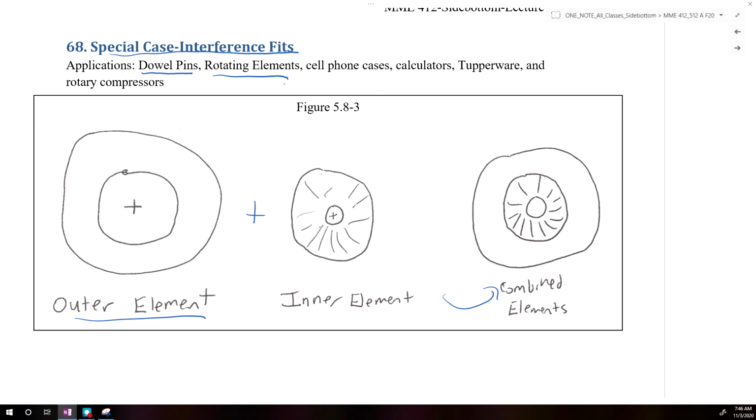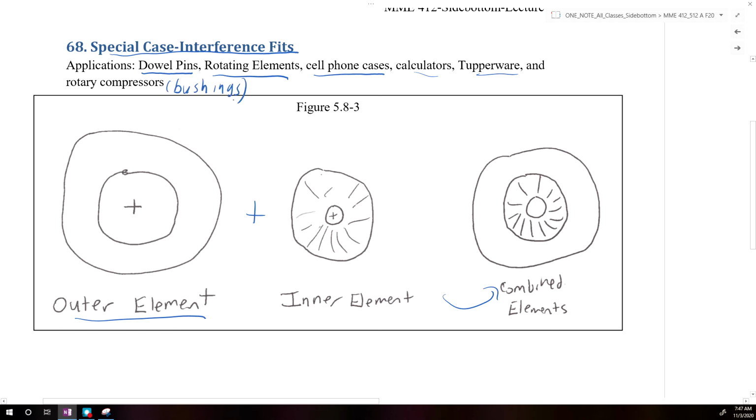In non-cylindrical shapes, press fits are also used in things like your cell phone cases, calculators, Tupperware containers, and in rotary compressors. A lot of times, shafts are fit into bushings, I should say.